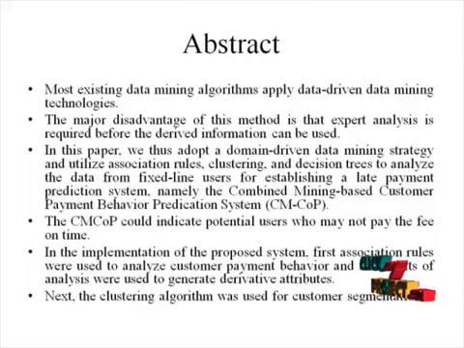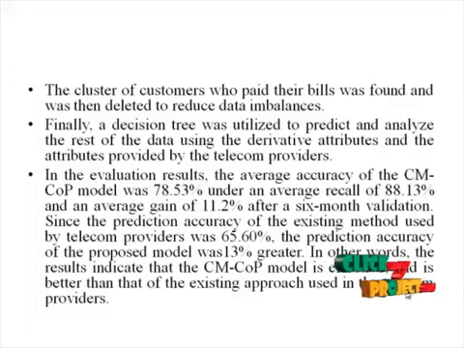The combined mining-based customer payment behavior prediction system could indicate the potential users who may not pay the fees on time. In the implementation of the proposed system, first association rules were used to analyze the customer payment behavior, and the results of analysis were used to generate derivative attributes. Next, the clustering algorithm was used for customer segmentation. The cluster of customers who paid their bills was not found and was deleted to reduce the data imbalance. Finally, a decision tree was utilized to predict and analyze the rest of the data using derivative attributes and the attributes provided by the telecom providers.